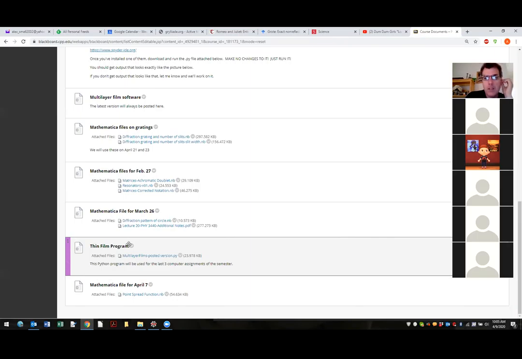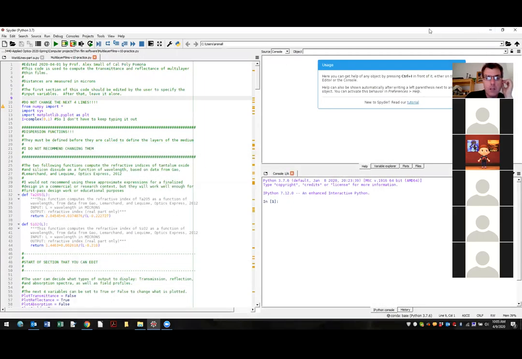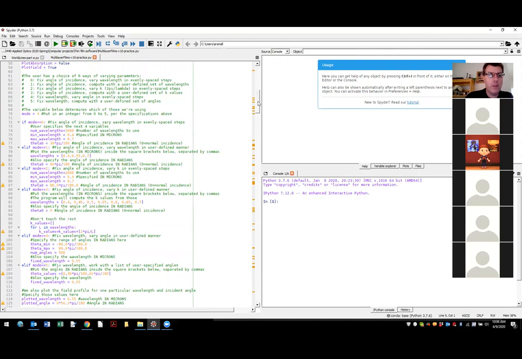Okay, my clock says it's been 5 minutes. So here's what this program does. This program calculates the reflection and transmission of light through multilayer thin films.